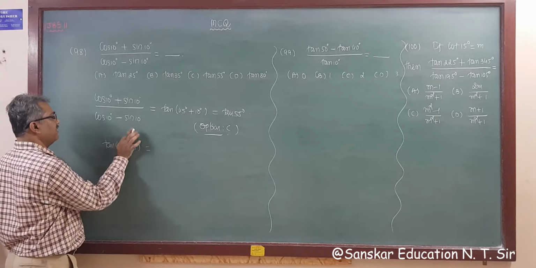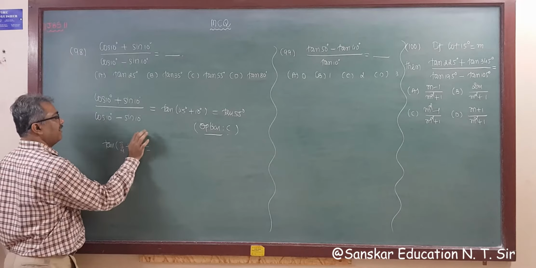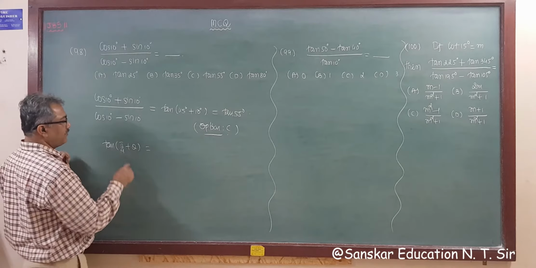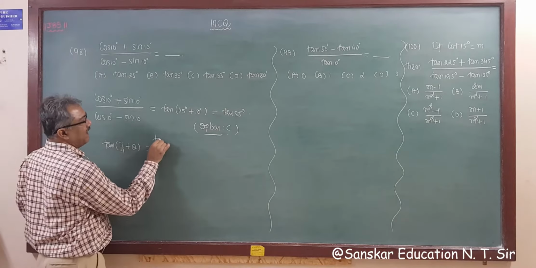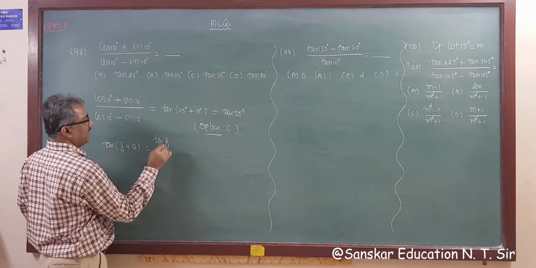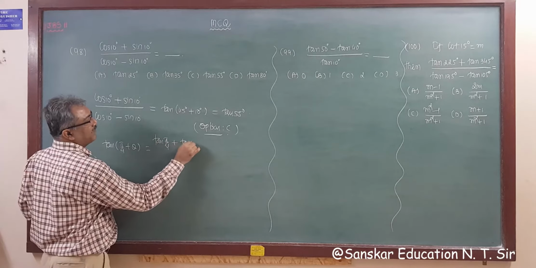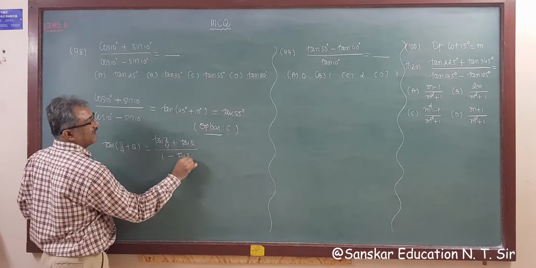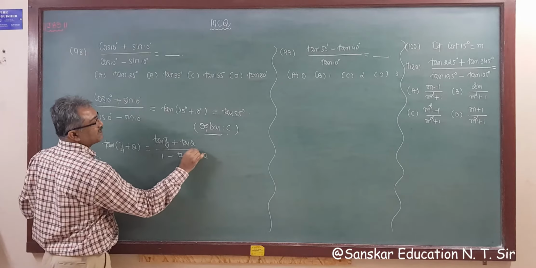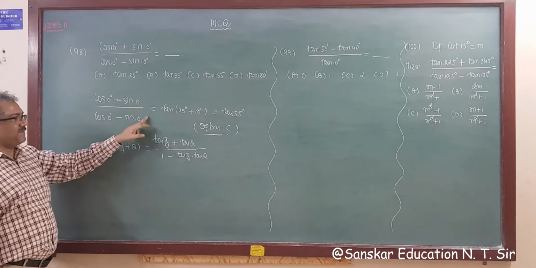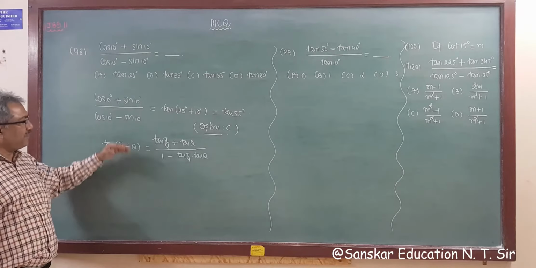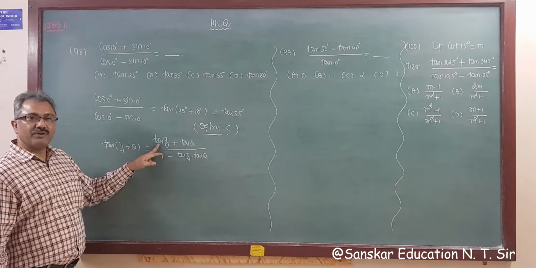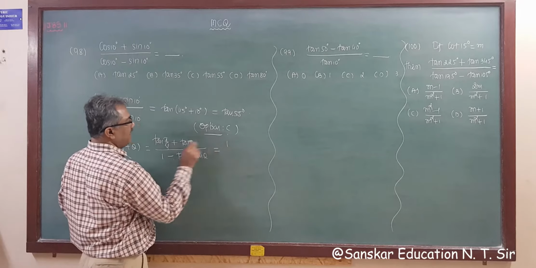Suppose I am taking tan(pi by 4 plus theta). That is the best way to remember. Then what is your formula? tan(a + b) is tan a plus tan b upon 1 minus tan a into tan b. This is your formula. This is the first method, and this is for the second method. For the first method I am giving you the explanation of how it comes, right? Now tan pi by 4 is 1, so this is 1 and this is tan theta.